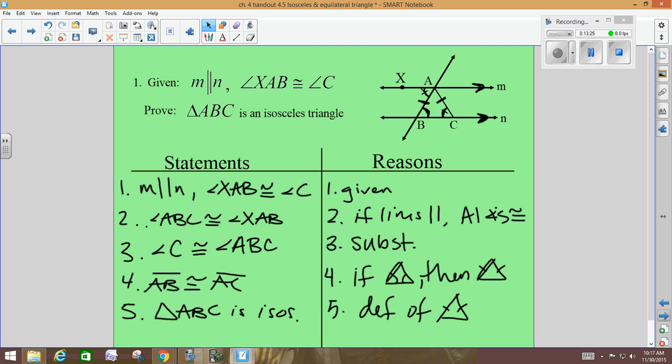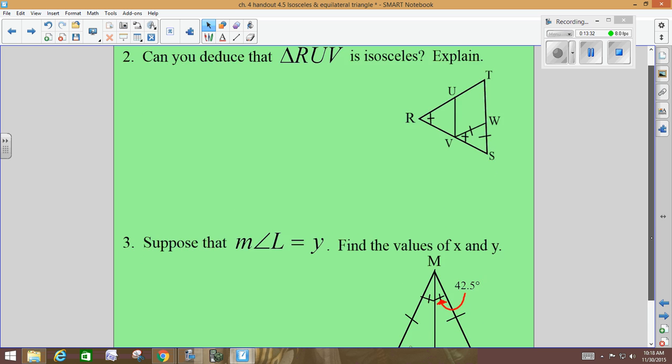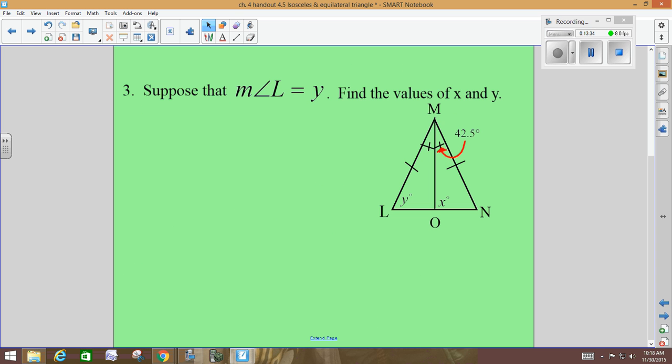Questions on that one? Okay, we're going to skip number 2 and go down to number 3 then. Number 3 says, suppose that the measure of angle L is equal to y. Find the values of x and y. I mistyped it on your picture though. You're going to have to cross off your y and put it down by angle L. Sorry, I put it in the wrong spot. And what was at y is supposed to be 42.5 degrees.